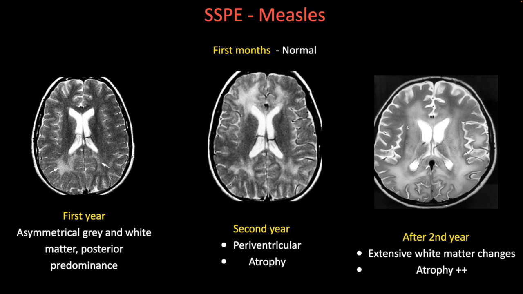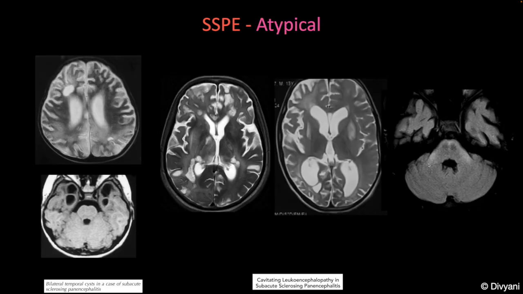So this is the more common presentation of SSPE. On imaging, in the first few months of symptoms, it can be normal. Into the first year, it can have predominantly subcortical deep white matter involvement, again posterior predominance. Into the second year, more periventricular extension of the abnormalities. You start to have neurodegeneration, and after the second year, extensive abnormalities involving the white and gray matter structures and severe cortical atrophy. That was the usual presentation, now the atypical.